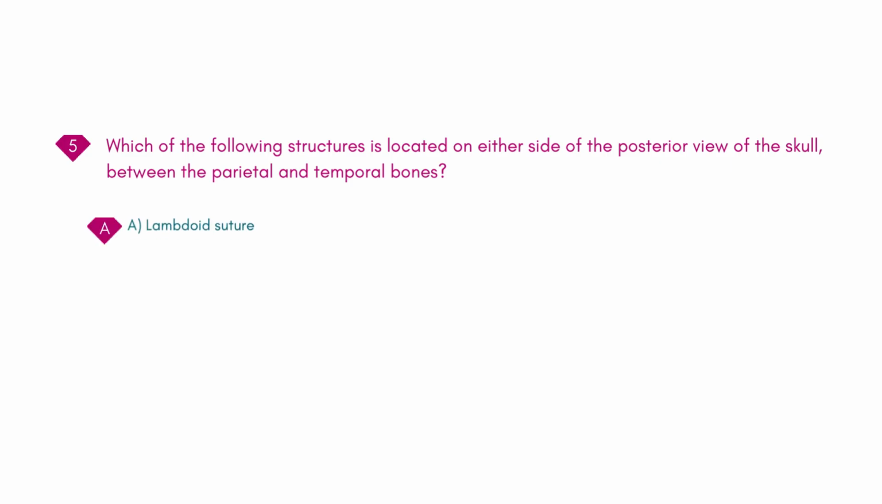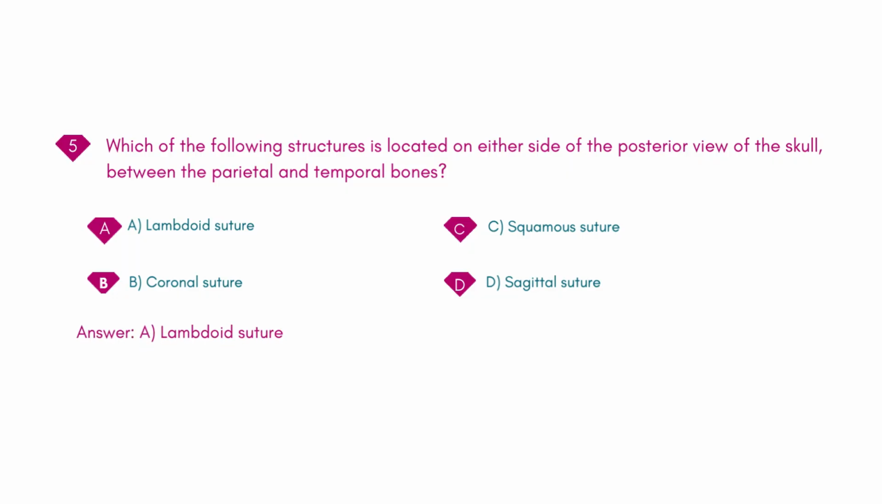A. Lambdoid suture. B. Coronal suture. C. Squamous suture. D. Sagittal suture. Answer: A. Lambdoid suture. In the posterior view of the skull, which bone is located just above the neck region?